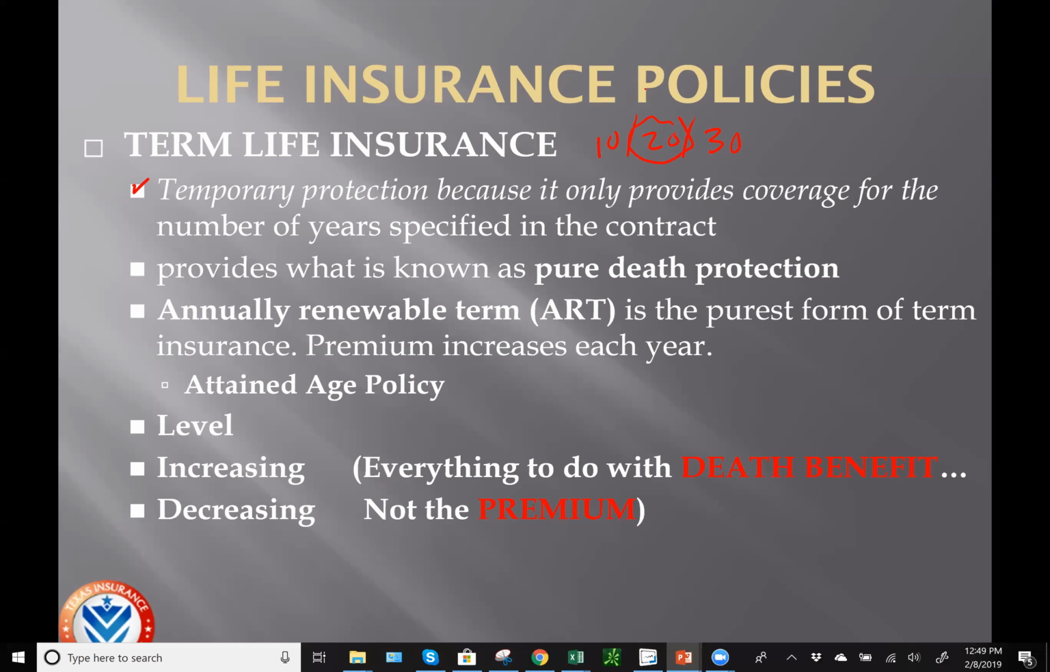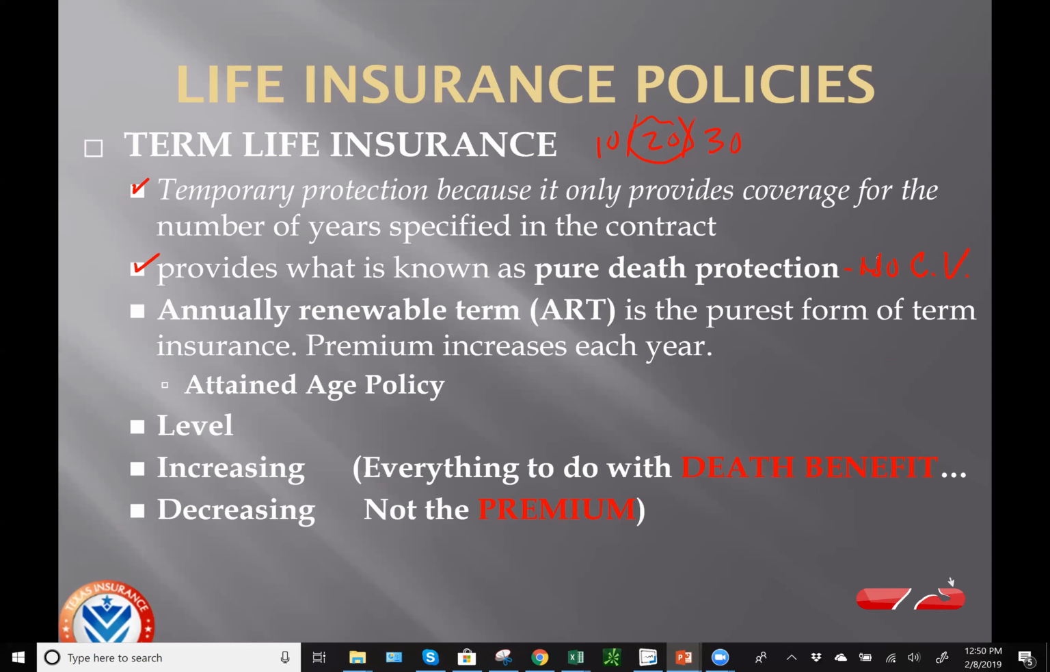So it is temporary protection. Term also differs from permanent policies in that term is called pure death protection. The only reason somebody purchases a term policy is there's a death benefit that would get paid out if the insured dies. There are no other benefits to term insurance, which means there is no cash value to term insurance. Make sure you know that concept. No cash value to term insurance.